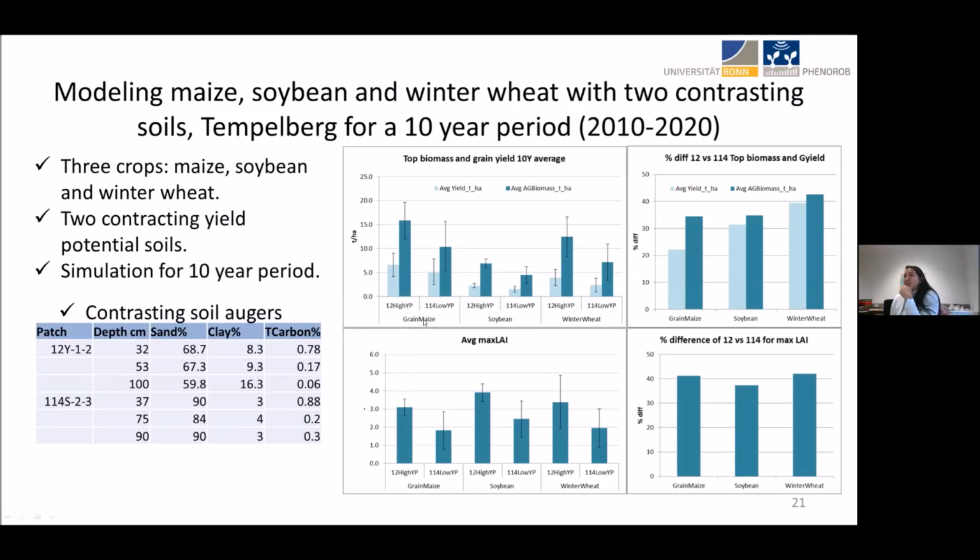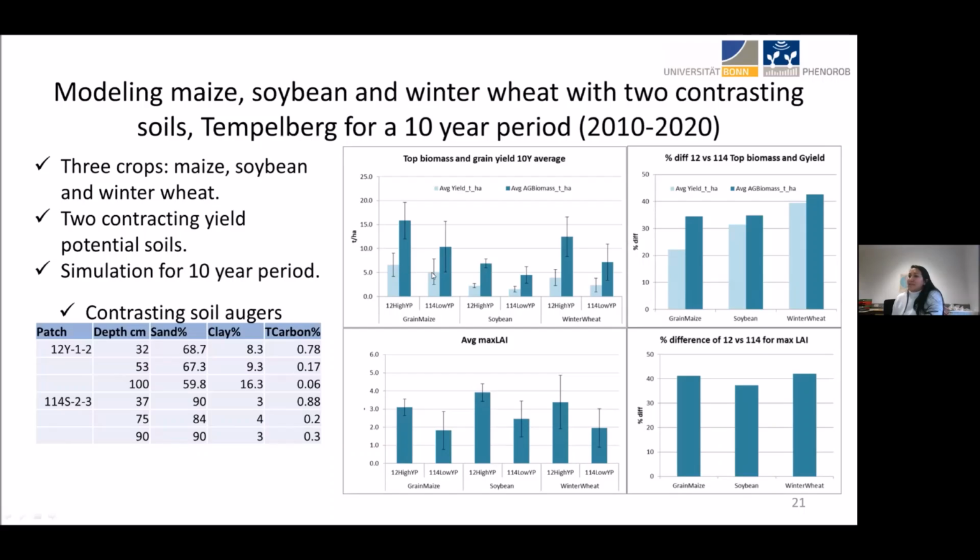So here you can see the summary of these 10 years of simulations for grain maize, soybean, and winter wheat. And this is the top biomass and grain yield responses depending on the soil. So you have the 12 here, high yield potential, and the 114 here, low yield potential.